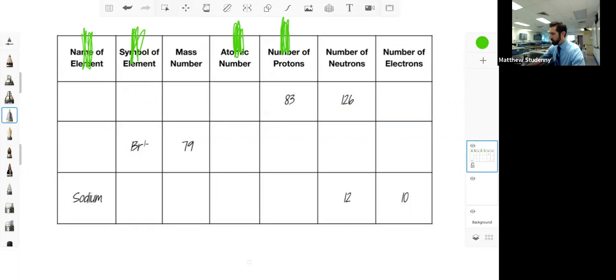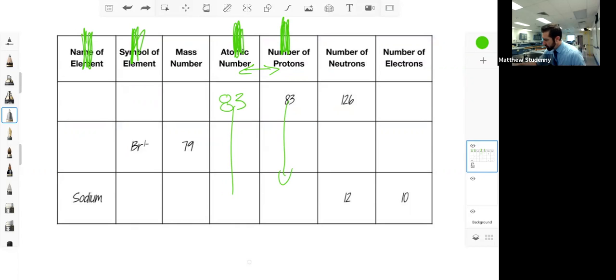And so the first thing to think about is that the atomic number and the number of protons are going to be the same number by definition. And that means immediately that you can just place the number 83 as the atomic number. Those will always be the same. And so as I go down that column and that column, those should be the same numbers all the way down.